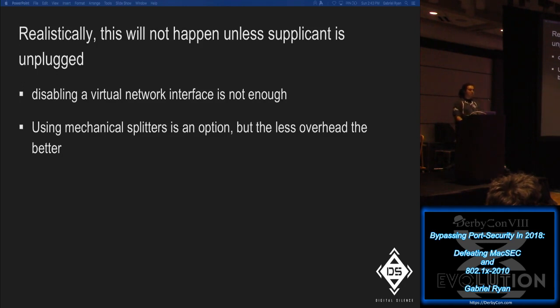Disabling a virtual network interface isn't really enough. You can't just bring it down and bring it back up. That won't necessarily trigger re-authentication. You could use the mechanical splitters to force a disconnection. But if we're just attacking peripheral devices, that's a lot of overhead for not quite as much benefit.